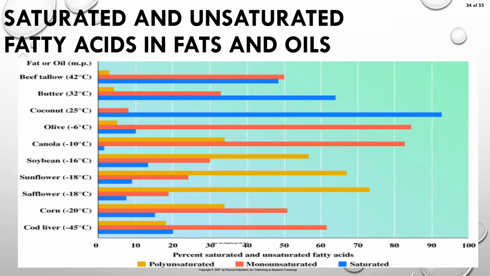This graph shows the fatty acid profile of some of the food that we eat. Let's start with the beef tallow. It has a higher melting point, so this is, of course, a solid. Beef tallow is purely fat, primarily made up of triglycerides. The fatty acid profile of beef tallow is about 50% monounsaturated fatty acid, then a little bit close to 50% saturated fatty acid, and a small amount of polyunsaturated fatty acid.